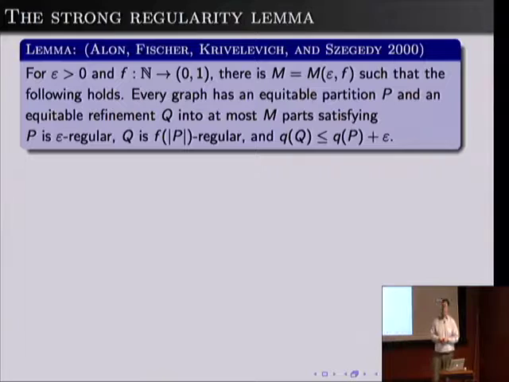It's just like in Szemerédi's regularity lemma. But now Q is much more regular. Its regularity is this function that can depend on the number of parts of P. And the mean square density of P and Q are close. And this last condition, the mean square density of P and Q are close, is equivalent to saying that for almost all pairs of parts in Q, the edge density between them is roughly the same as the edge density between the pair of parts in P that they lie in.